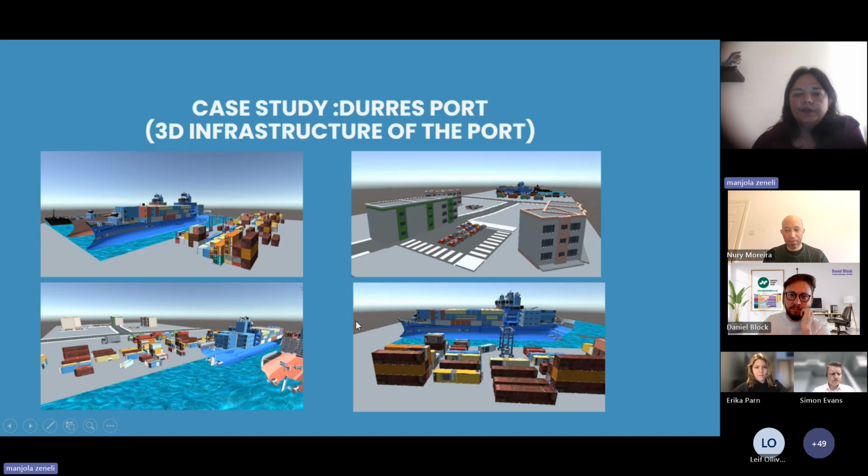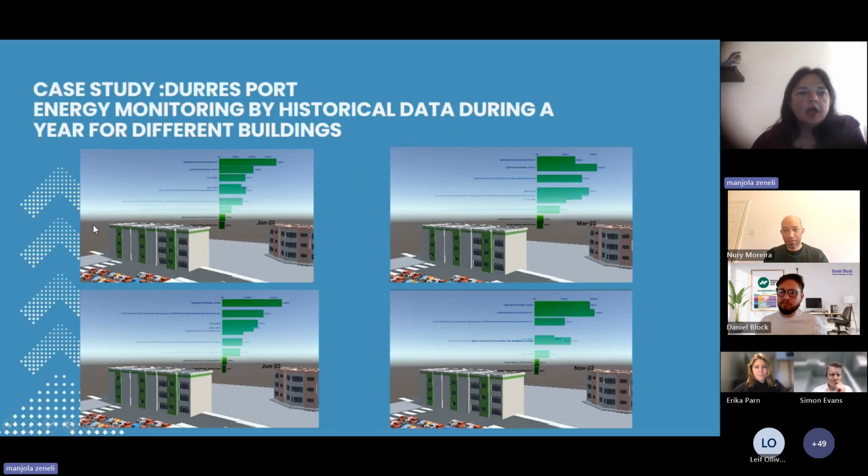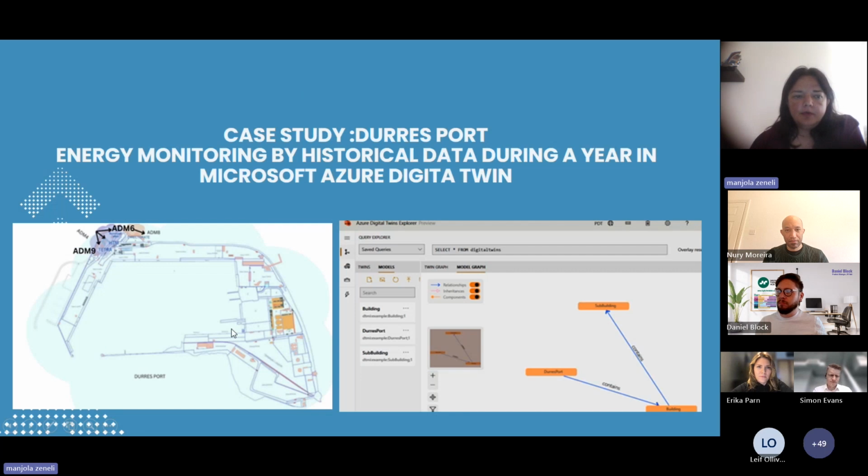This is 3D from different areas of the Durosport, which we have used for creating the full view of the digital twin. We have taken the energy data for one year from different buildings in the port, and these are the energy consumption for different months in different buildings in the port, as can be seen in the figure. This is a map of the port. These are three buildings for which we have constructed the digital prototypes.